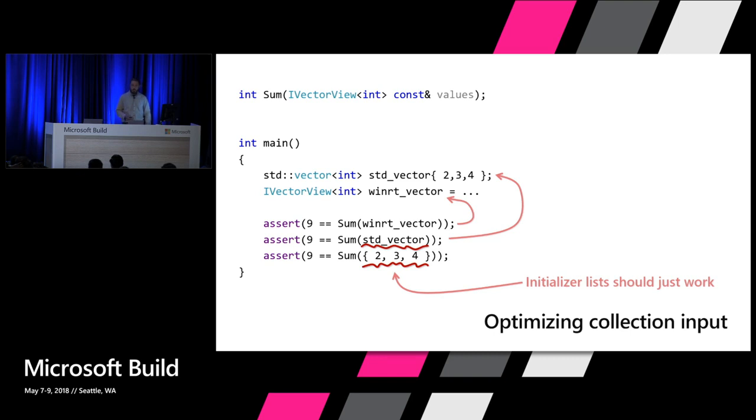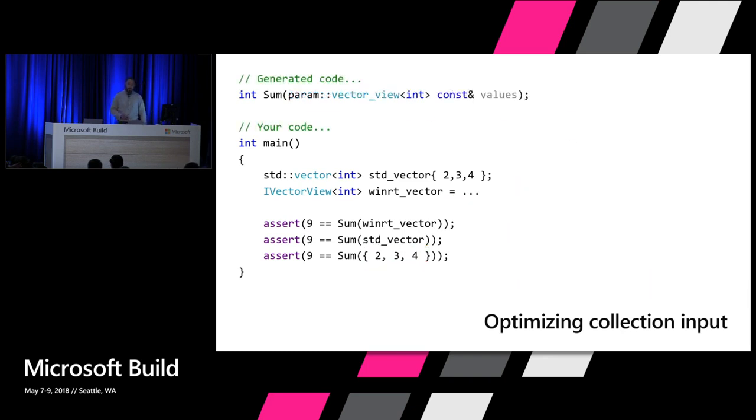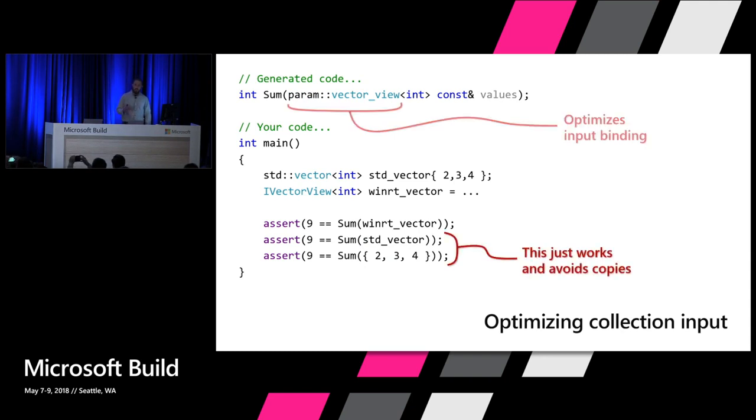So who's going to do that for you? In C++/CX, you'd have to explicitly say, I want a ref new Platform::something, and it'll create one for you. But that's a lot of extra work, and we don't want to do that. So we have another param type, which is optimized for input binding for collections. And what this will do is it'll not only make this compile, but it'll also make it avoid the copies.